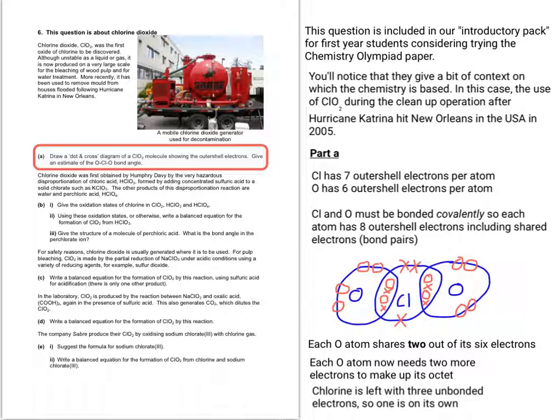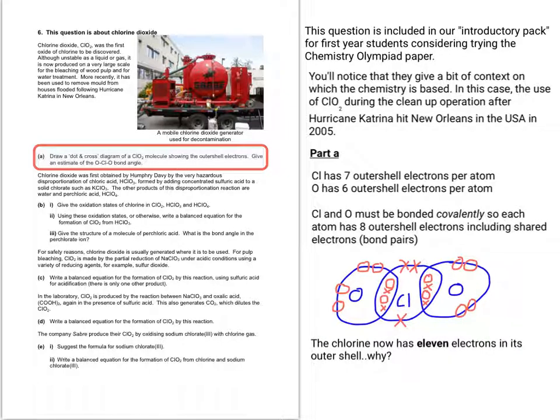Now something interesting has happened here. You're probably noticing something with the chlorine. Well, 2 things really. First of all, it's left with 3 unbonded electrons, so it has 1 electron on its own. So instead of having a total of 8, the chlorine has 11 electrons in its outer shell. So why has it had to do this?